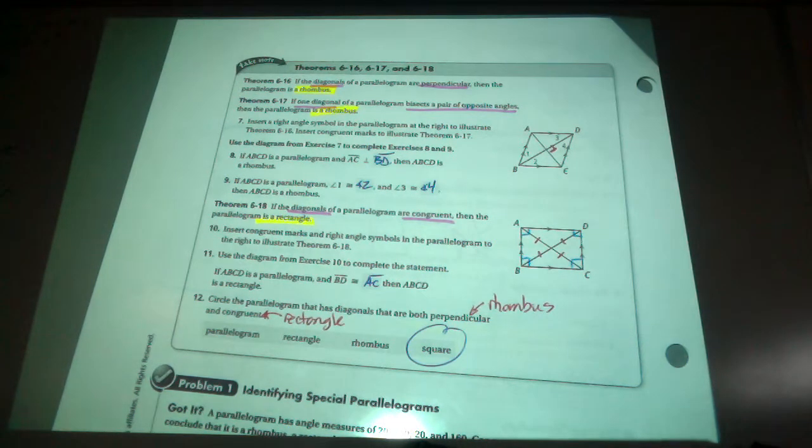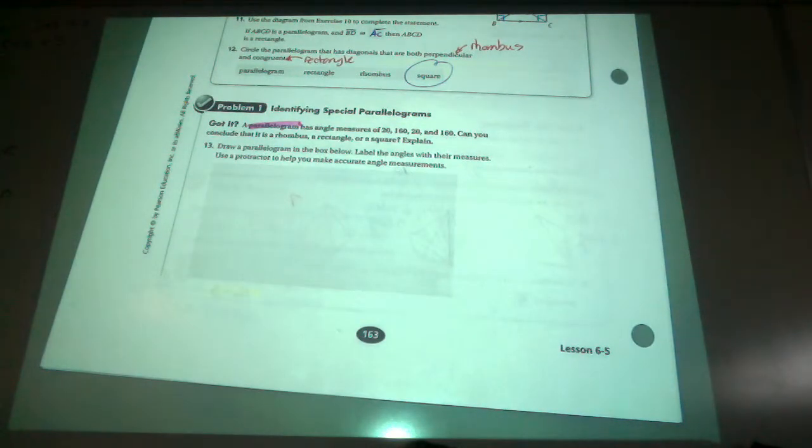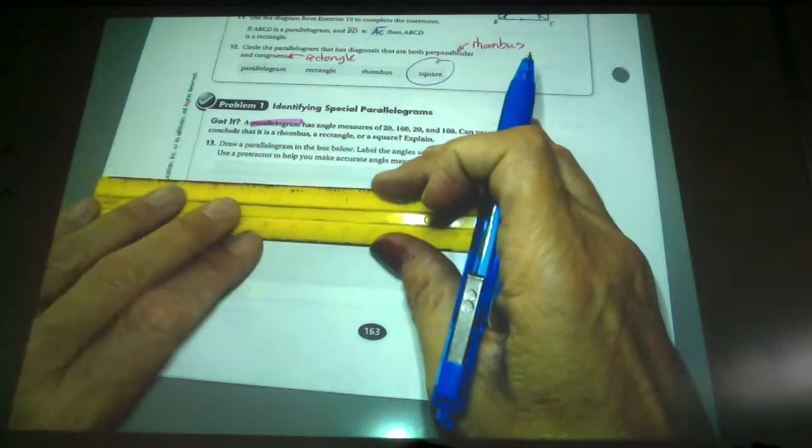All right, problem 1. A parallelogram has angle measures of 20, 160, 20, and 160. And all they've told you so far is that it's a parallelogram. So we know all the things there are to know about a parallelogram. And it says, can you conclude that it is a rhombus, a rectangle, or a square? So let's start off with drawing a picture of a parallelogram.